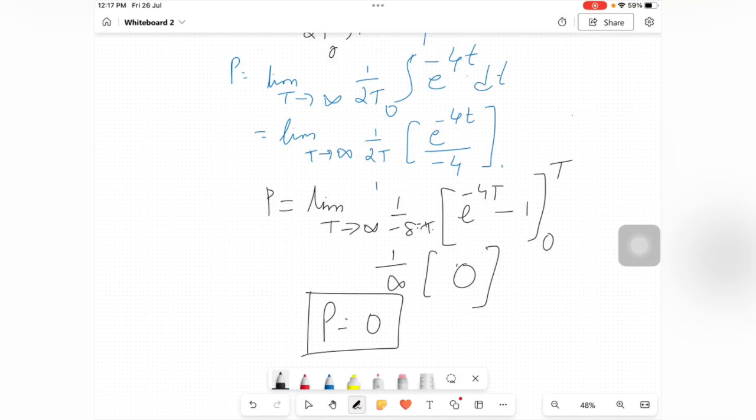This is the value of the power for the given signal x of t equal to e power minus 2t into u of t. Here you put t as infinity, 1 by infinity value is 0, so no need to do further simplification. Therefore the given signal is an energy signal, its value is 1 by 4, and it is not a power signal, its power value is 0.